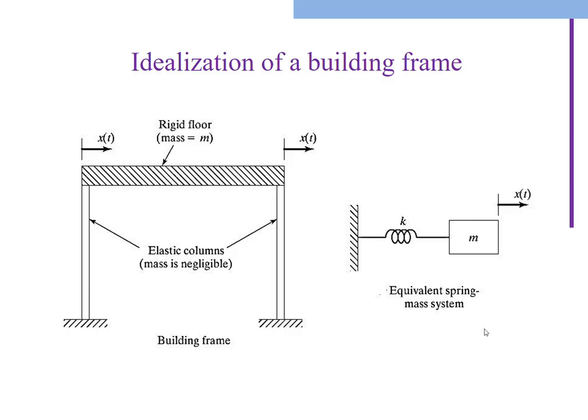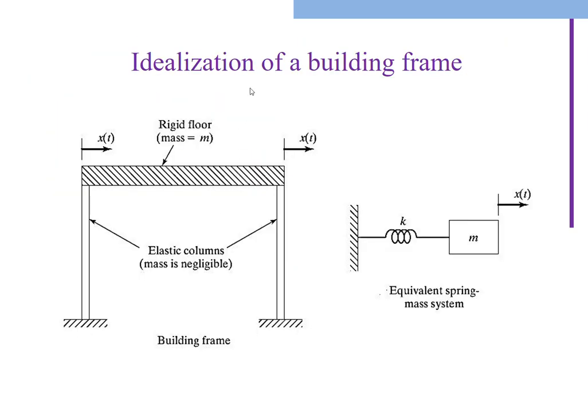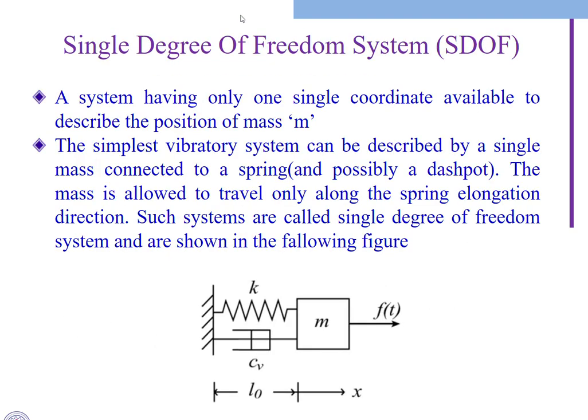For this particular system we can draw an equivalent spring mass system like this. Okay, spring is there, mass is there. The spring indicates the stiffness of the columns, whereas the mass indicates the weight of this particular slab, and this can be written as an equivalent spring mass system. Okay, this is regarding the single degree of freedom system.